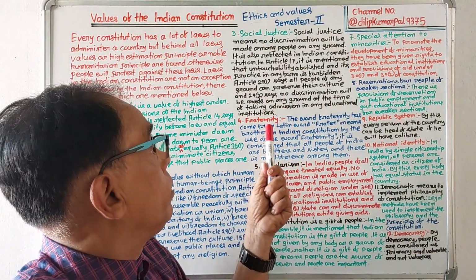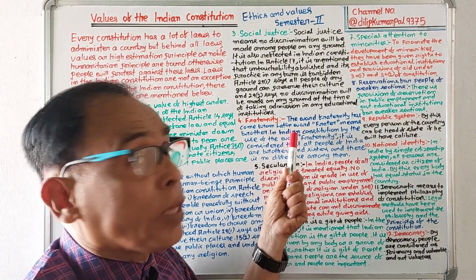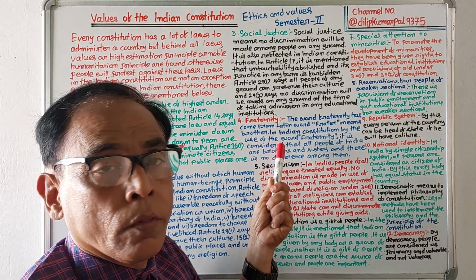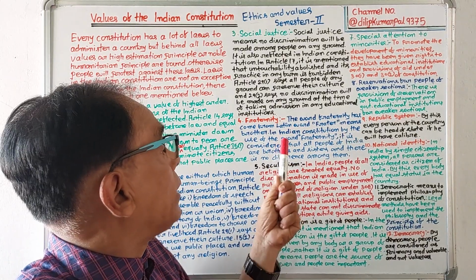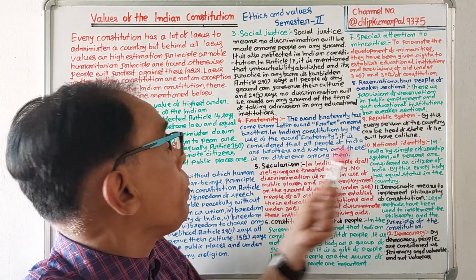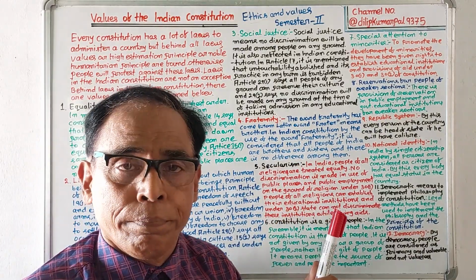Number 4, fraternity. The word fraternity has come from the word frater, F-R-A-T-E-R, which means brother. In the Indian Constitution, by the use of the word fraternity, it is considered that all people of India are brothers and sisters and there will be no difference among them.